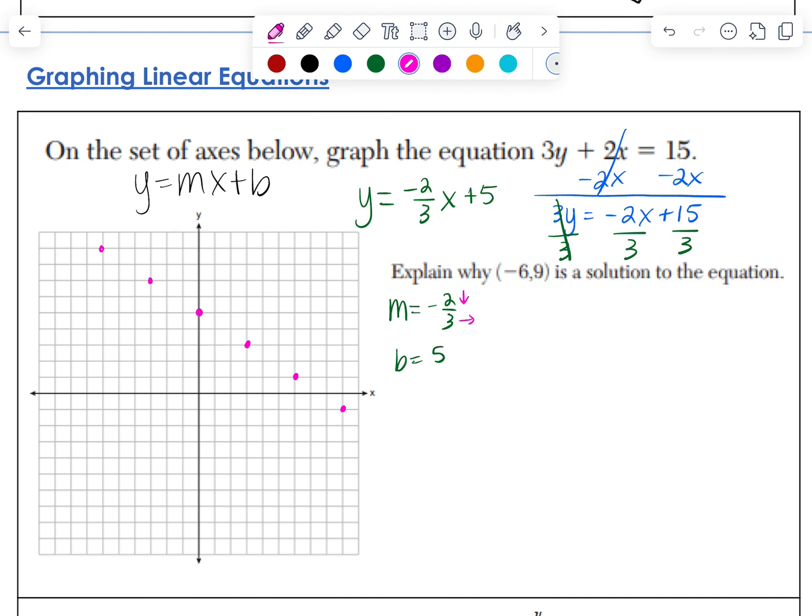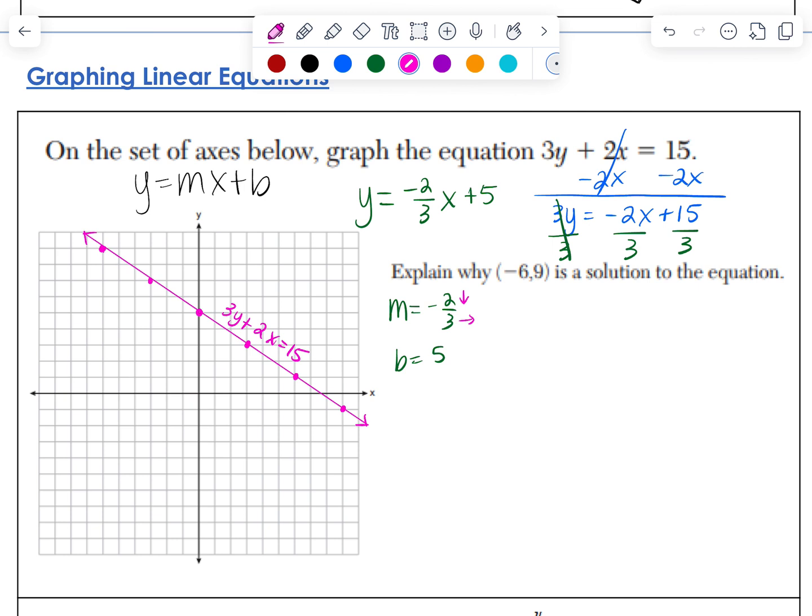Okay, and what you're going to notice is if you don't graph them correctly going in the other direction, you'll know that you made a mistake because it won't make a straight line. So we want to be as accurate as possible. Make sure you're using your straight edge. Mine is a little bit off because I'm using a program on the iPad, but you can use your straight edge to connect. I'm going to label with the original equation, which is 3y plus 2x is equal to 15.